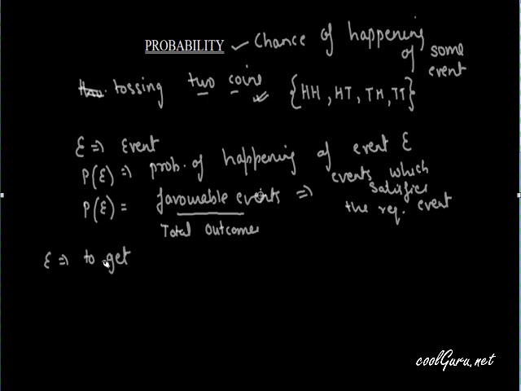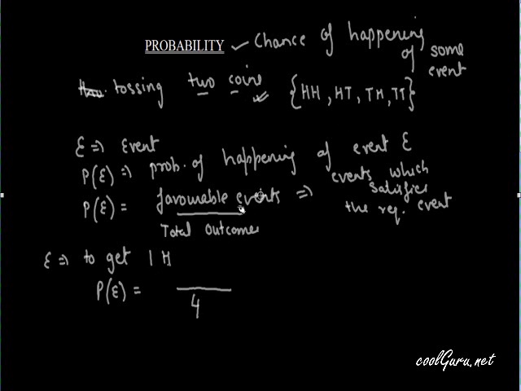What is the probability of getting one head in tossing two coins? The probability of this event will be favorable upon total outcomes. Total outcomes we know are HH, HT, TH, TT. That means there are four possible outcomes for this particular experiment.